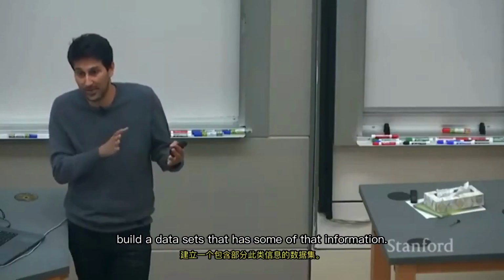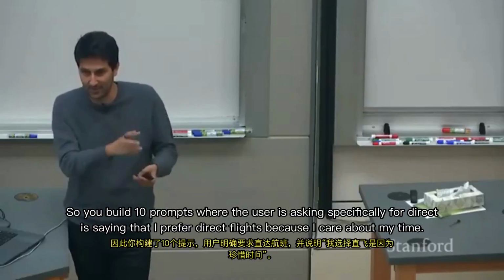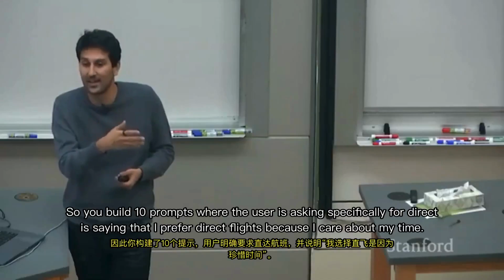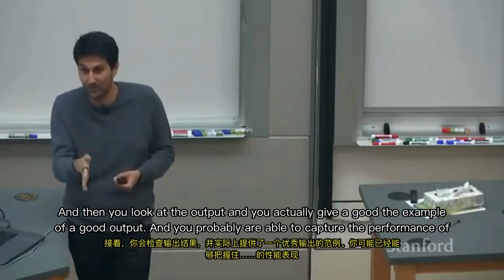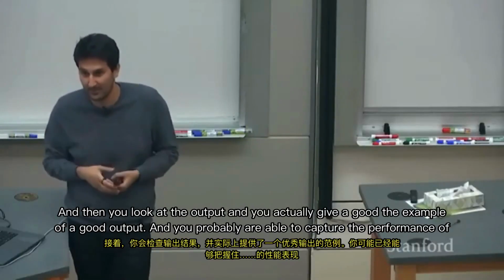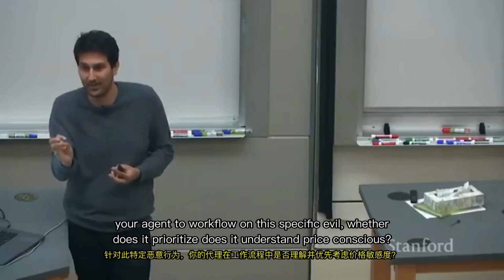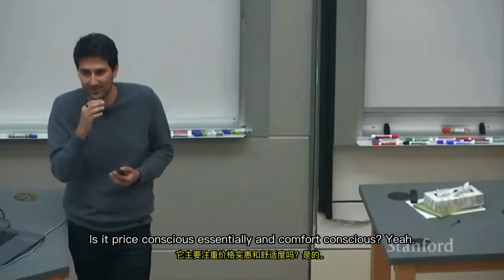Well, you could build a data set that has some of that information. So you build 10 prompts where the user is saying that I prefer direct flights because I care about my time, let's say. And then you look at the output and you give the example of a good output. And you are probably able to capture the performance of your agentic workflow on this specific eval. Does it understand price conscious? Is it price conscious essentially, and comfort conscious?